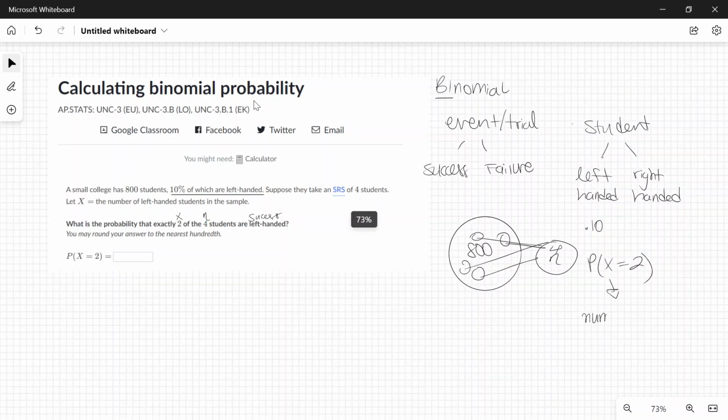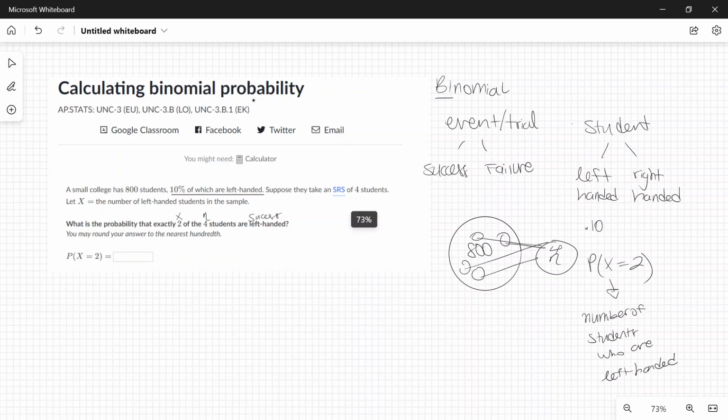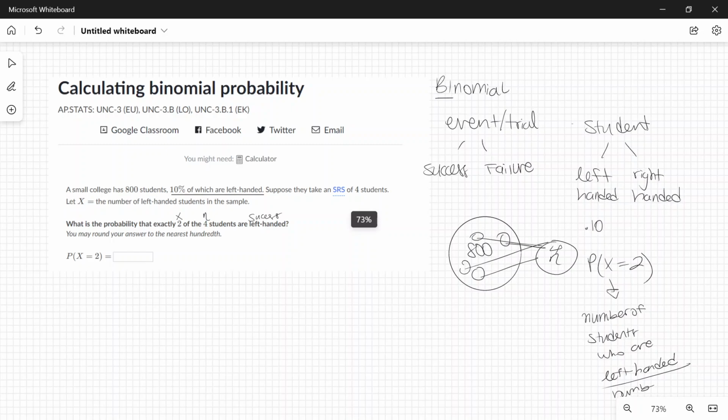So the number of students who are left-handed, or we can think of it generally as the number of successes we're looking for, because again the success is being left-handed.